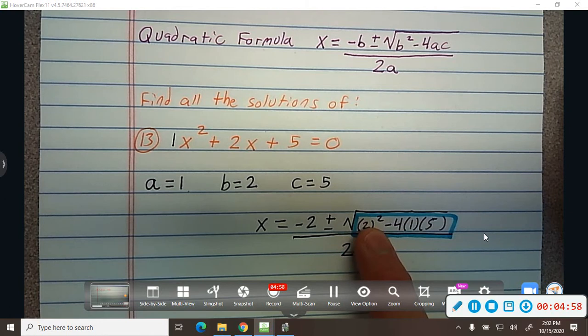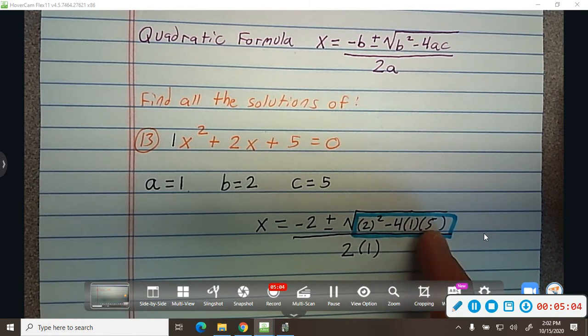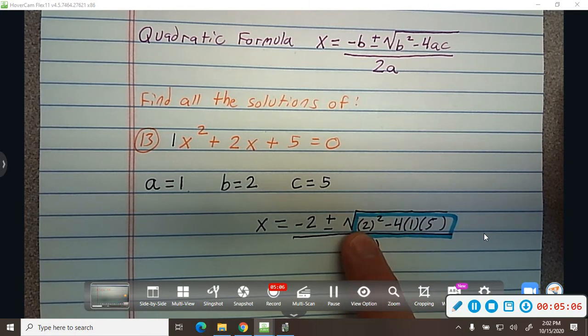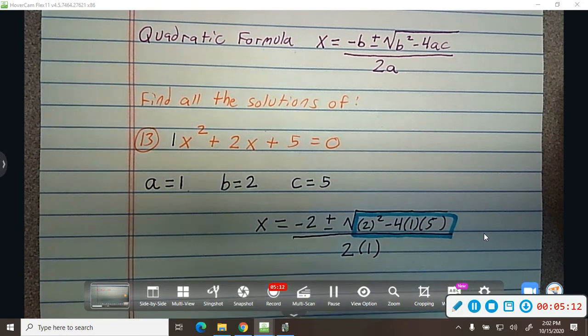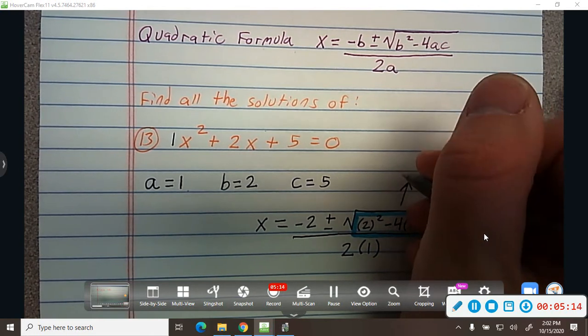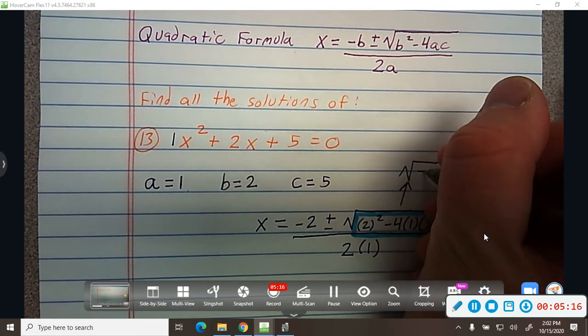2 squared is 4, and then I'm not going to subtract yet. 4 times 1 times 5 is 20. So this is 4 minus 20, which is negative 16. So this is the square root of negative 16.